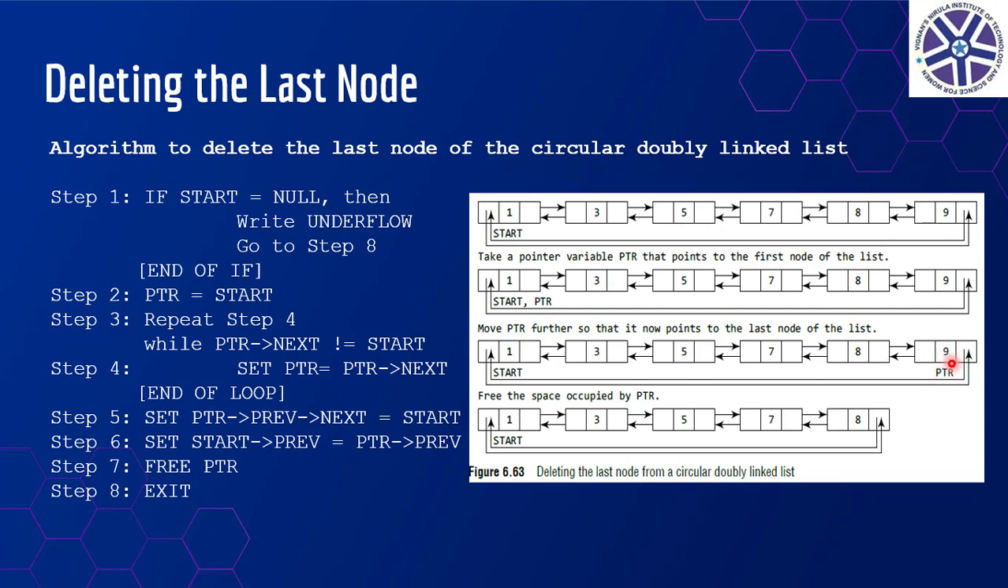Before you delete this PTR, you need to connect these two. How are we going to connect these two? What is this node? PTR to previous. PTR to previous, to which field? Next. PTR to previous to next is equal to what? Start. So PTR to previous to next equals start. We do this in step 5.